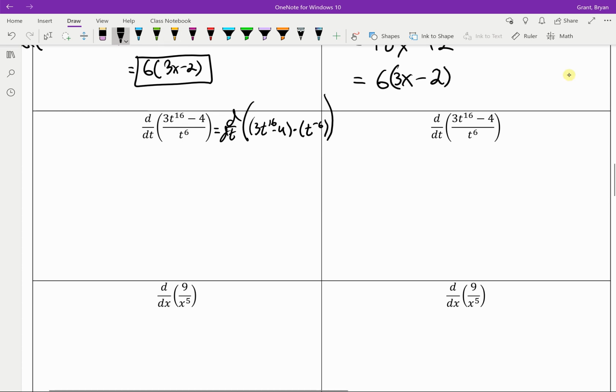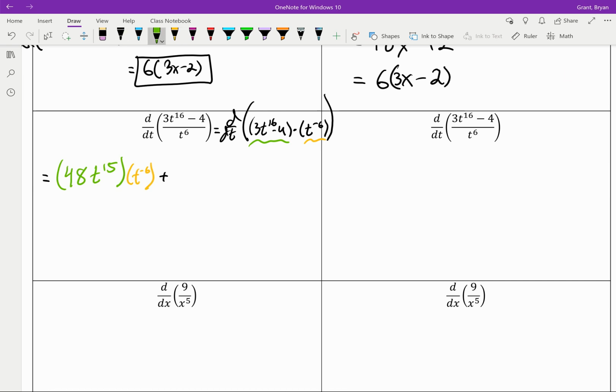Okay. Think we can do this without writing out the product rule? I bet we can. So I'll still keep my colors though. We'll do 1 here and 1 over here. Let's start with the first one. Derivative of 3t to the 16th minus 4. We have to do 16 times 3. I think that's 48. So we have 48t to the 15th. Derivative of negative 4 is just 0. Keep the second one the same. That is t to the negative 6th.